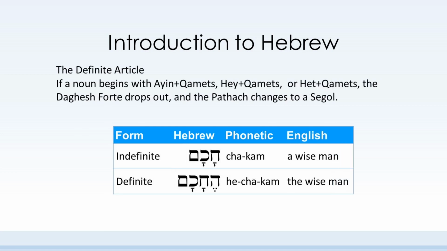If a noun begins with ayin and kametz, he and kametz, or chet and kametz, the dagesh forte drops out and the pathach changes to a segol. In the chart below, you'll see two Hebrew terms. The first is chakam, which refers to a wise man. It is indefinite, and ha-chakam, the wise man, which is definite.